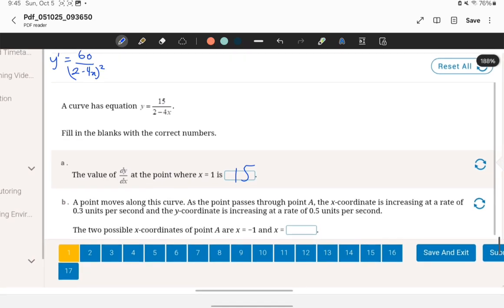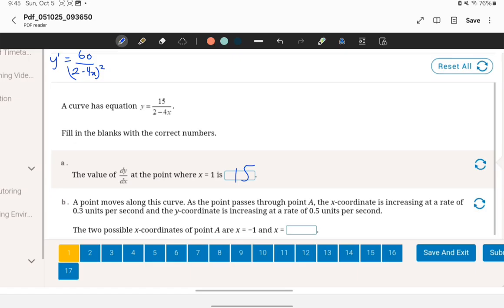Okay, part B. A point moves along this curve. As the point passes through point A, the x-coordinate is increasing at a rate of 0.3 units per second, and the y-coordinate is increasing at a rate of 0.5 per second. They want the two values of x.